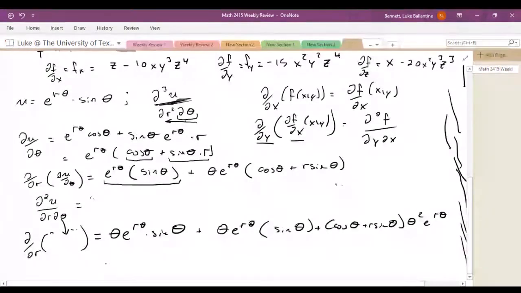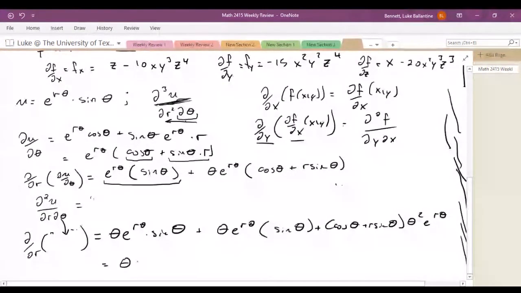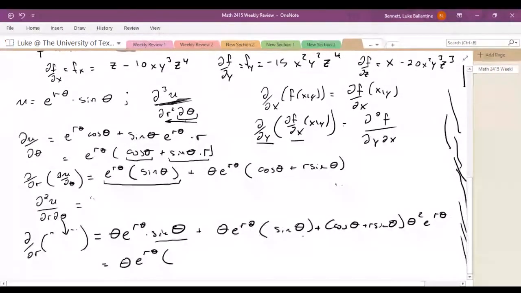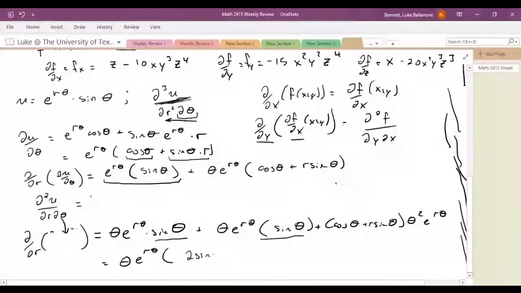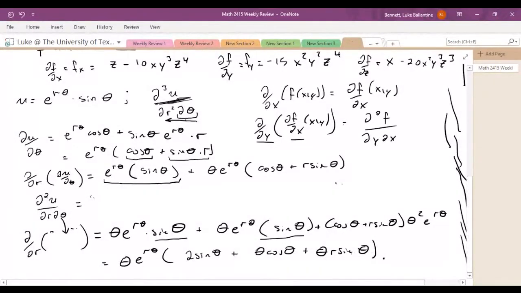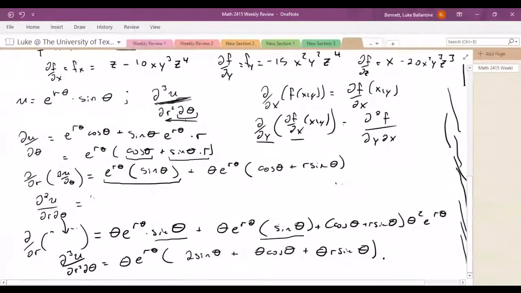Okay, so I have a theta in every term, I have an e to the r theta in every term. I'm going to factor that out. Then I have a sine, another sine, so this is 2 sine theta. And then we have plus theta cosine theta plus theta r sine theta. And that is the third partial of u with respect to r twice and with respect to theta.